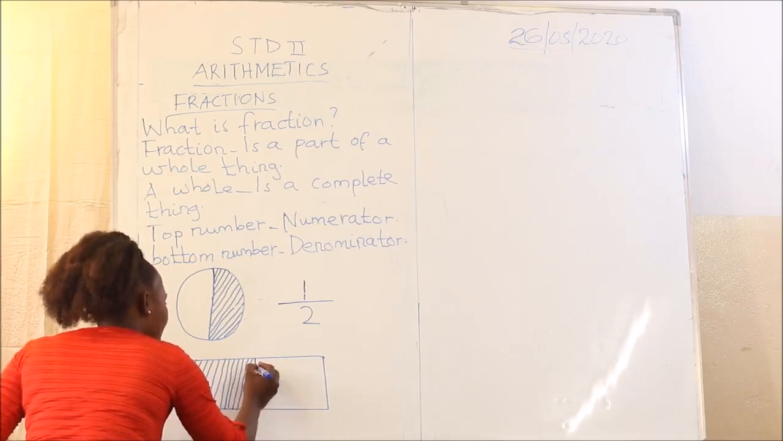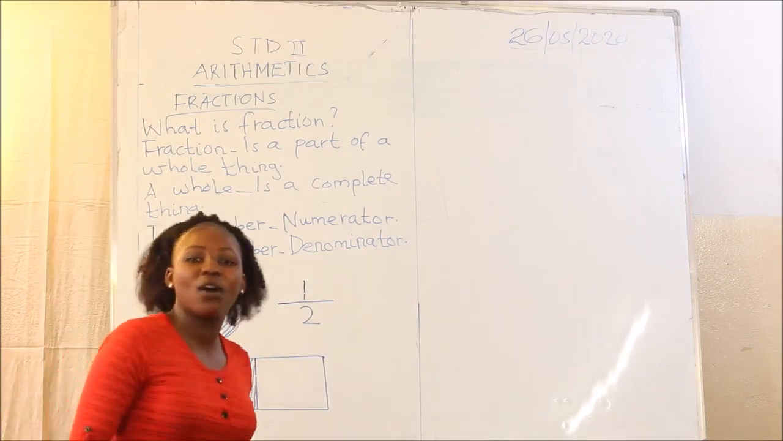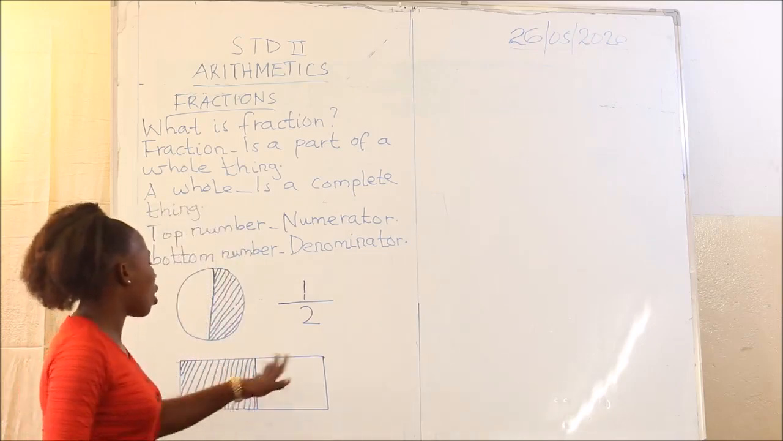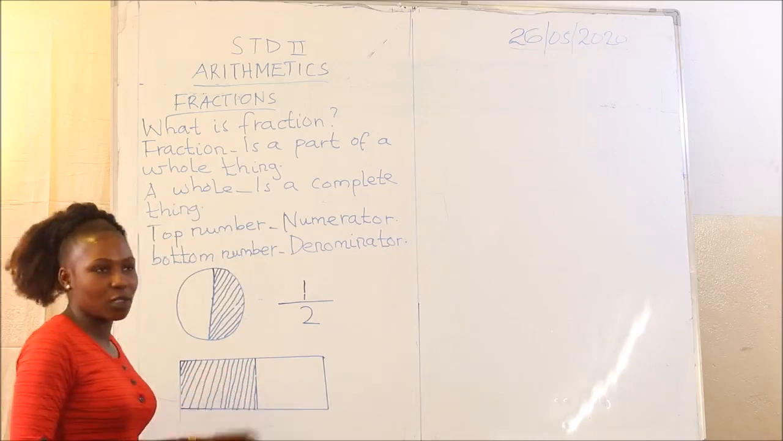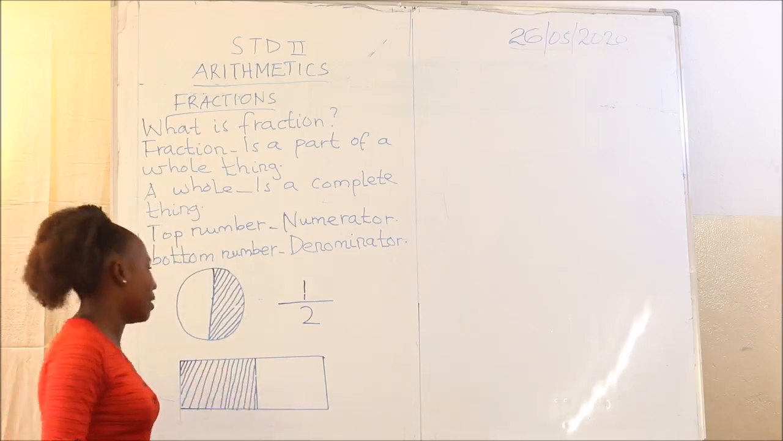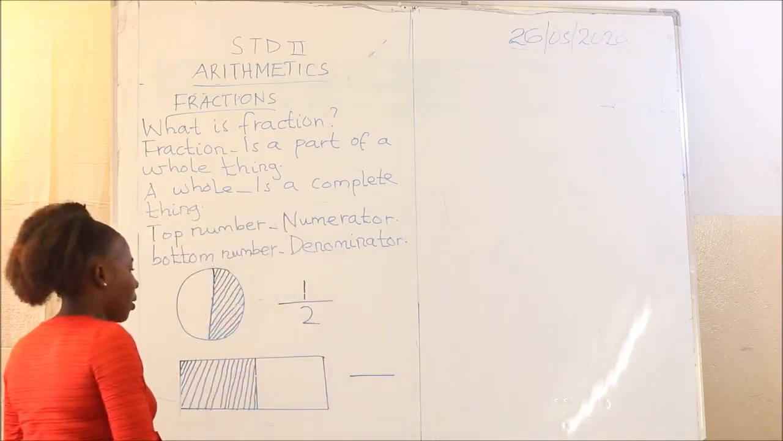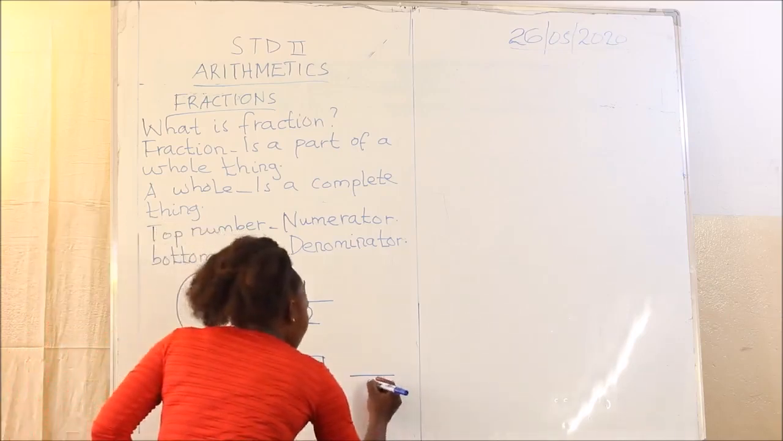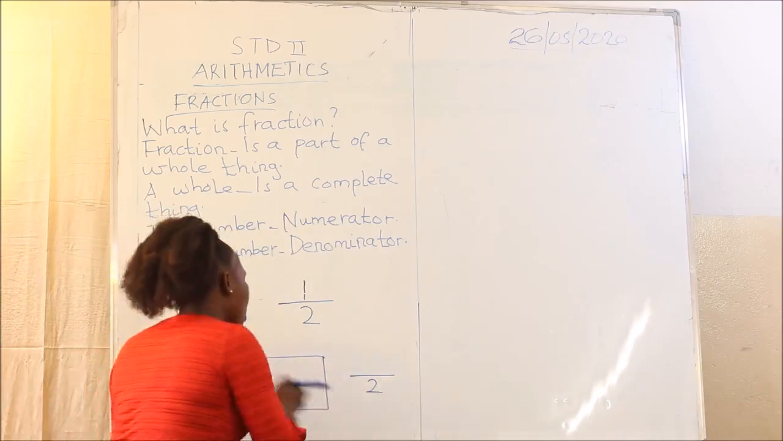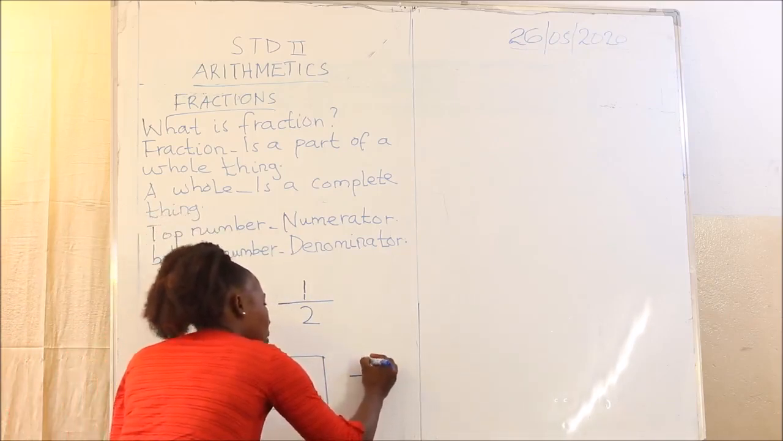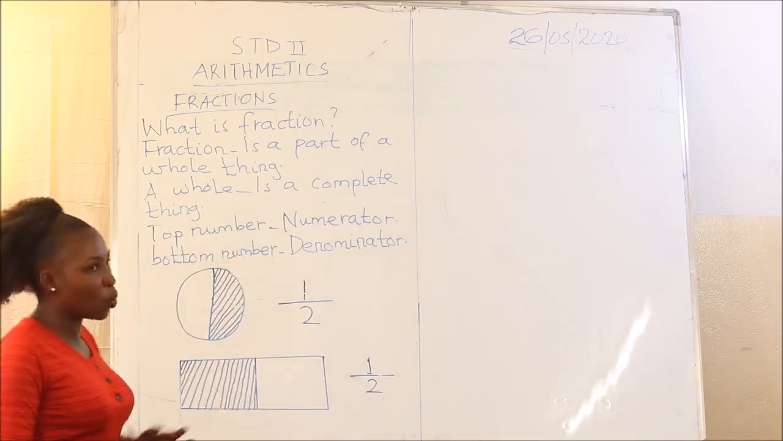Like this. Remember, the shaded part in a real object means the part removed from a whole. So out of 2 pieces of chocolate, 1 piece is out. So what is the fraction of the removed part? The fraction will be like this. Before, I had 2 pieces of chocolate. Then out of these 2, only 1 piece is out. So the fraction will be 1/2 again.